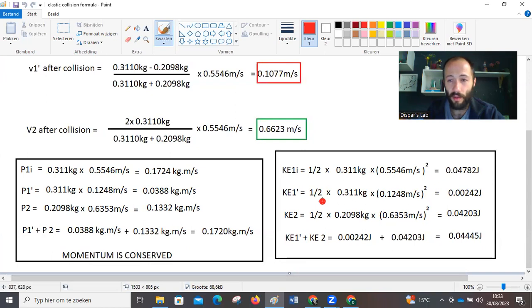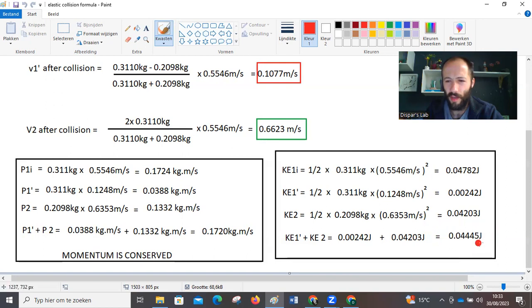When we apply the kinetic energy formula, 1/2 times mass times velocity squared, you can see that the initial total amount of kinetic energy is 0.04782 joules. For card 1 after collision, it's 0.00242 joules. And for card 2 after collision, it's 0.04203 joules. And when we add those together, we get 0.0445.